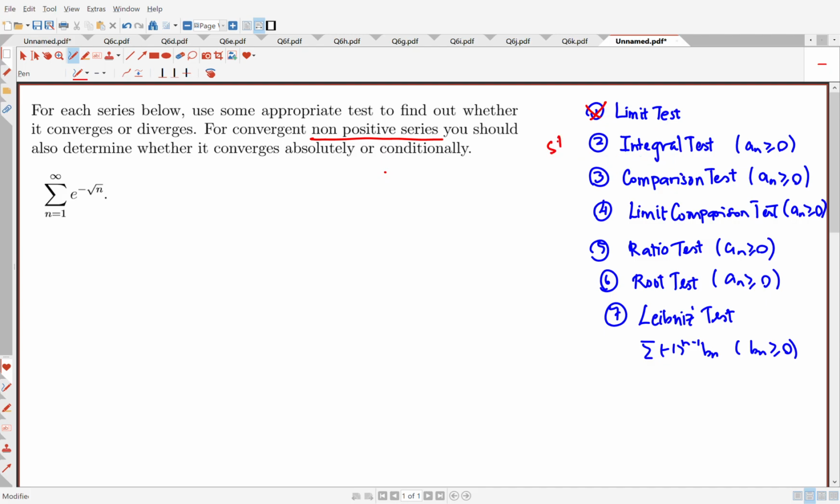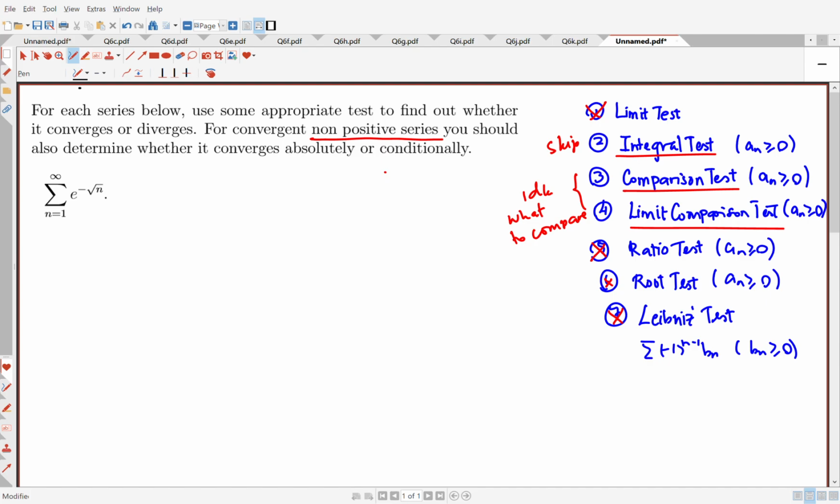Let's see how. First we skip this. For comparison tests and limit comparison tests, I don't know what to compare. Okay, so let's just skip this first. Ratio tests, if you try, I don't think you will have a conclusion for this also. And you cannot use the Leibniz test, so maybe you need to use the integral test. So let's just use the integral test.